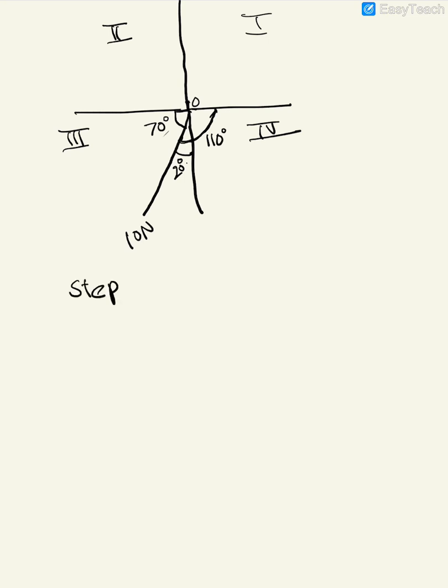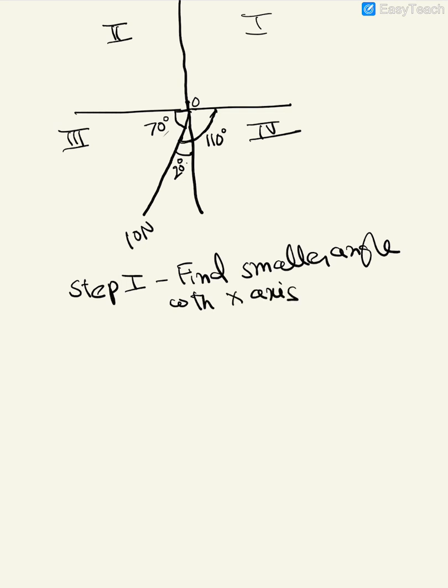Step 1. Find the smaller angle which the force makes with x-axis, right? So you have found out that the smaller angle is 70. Then it's simple. So what is the magnitude of force along x-axis? That means resolution along x. This is going to be 10 cos 70.